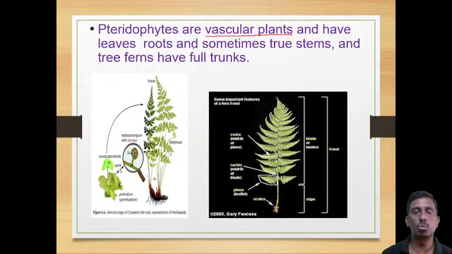Why is it called true root, stem and leaf? Because they possess vascular tissues, that is xylem and phloem. If the root, stem and leaf have vascular tissues, then they are called true root, stem and leaf.